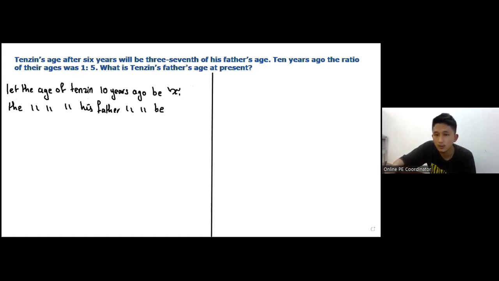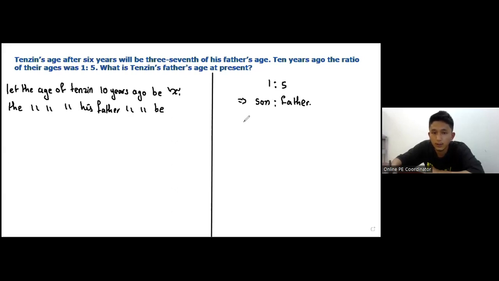So 10 years ago, the ratio of their ages was 1:5. 1 will be the age of the son and 5 is the age of the father. Obviously the age of the father will be greater than the son, so that is why we are assigning the ratio 5 parts to the father and 1 part to the son.